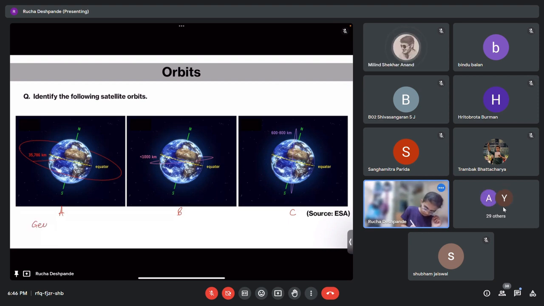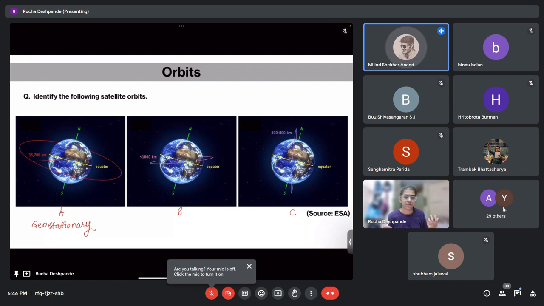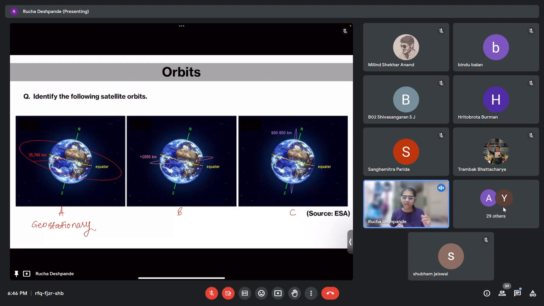First one is geostationary. So why is it called geostationary? Because it remains on the same point across the sky, and the Earth rotates from west to east. So the time period of revolution of this satellite will be equal to 24 hours. It will be the same as Earth's rotation. So that's why it keeps looking at the same spot all the time.